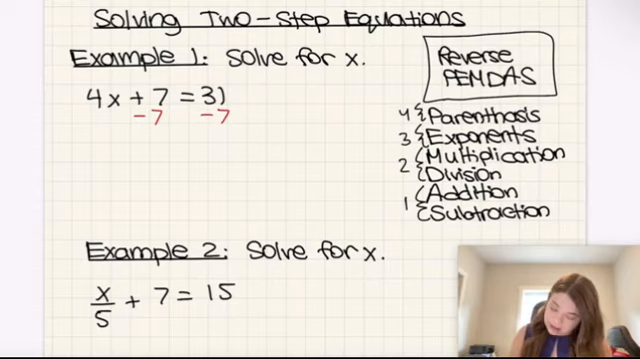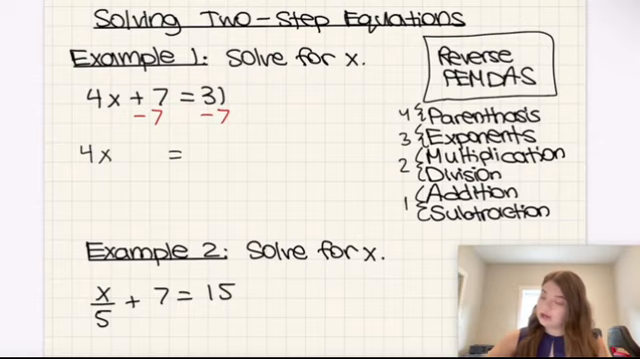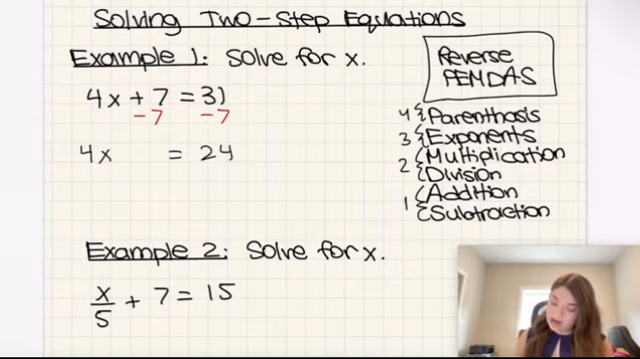And then in our next line, we're going to end up with 4x is equal to 31 minus 7, which is 24. So now I have that 4x is equal to 24, now that we have subtracted 7 from both sides. It's important that when we do any sort of operation, we do it to both sides. As long as we do it to both sides, we're in the clear.